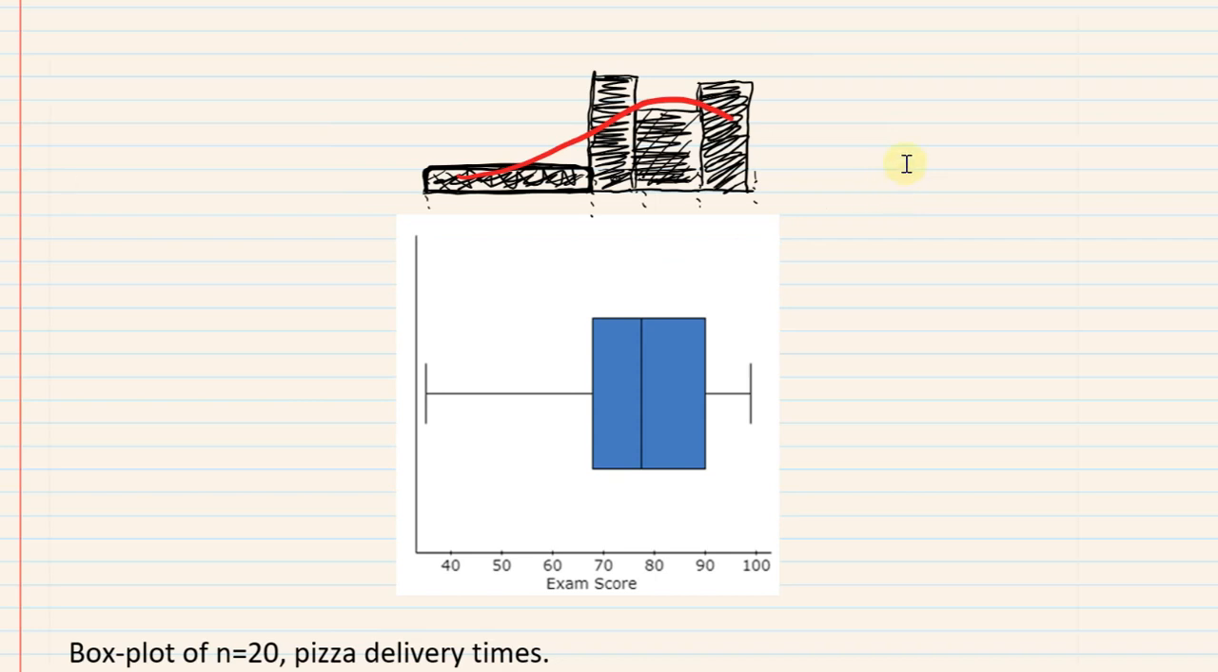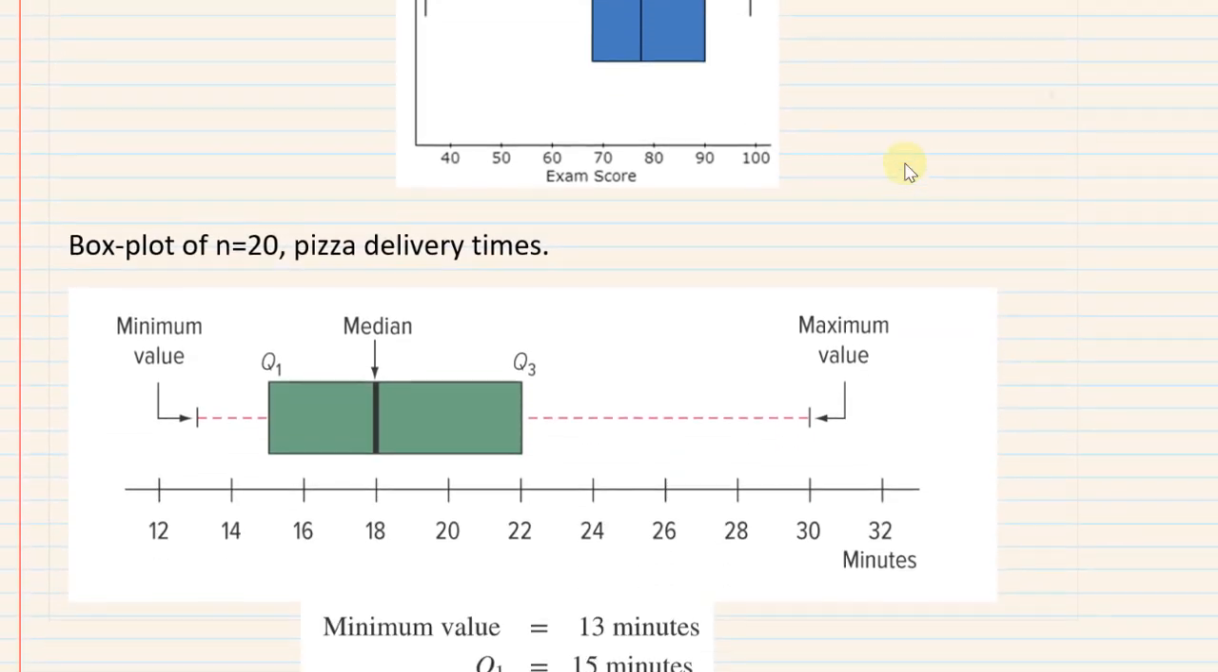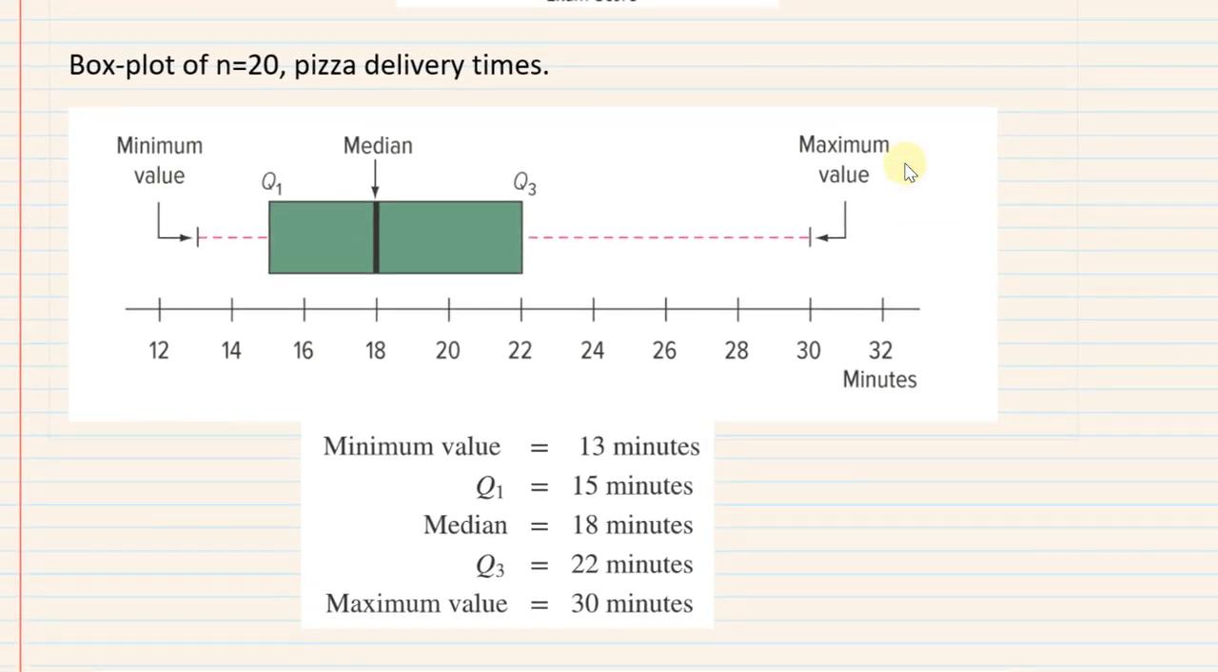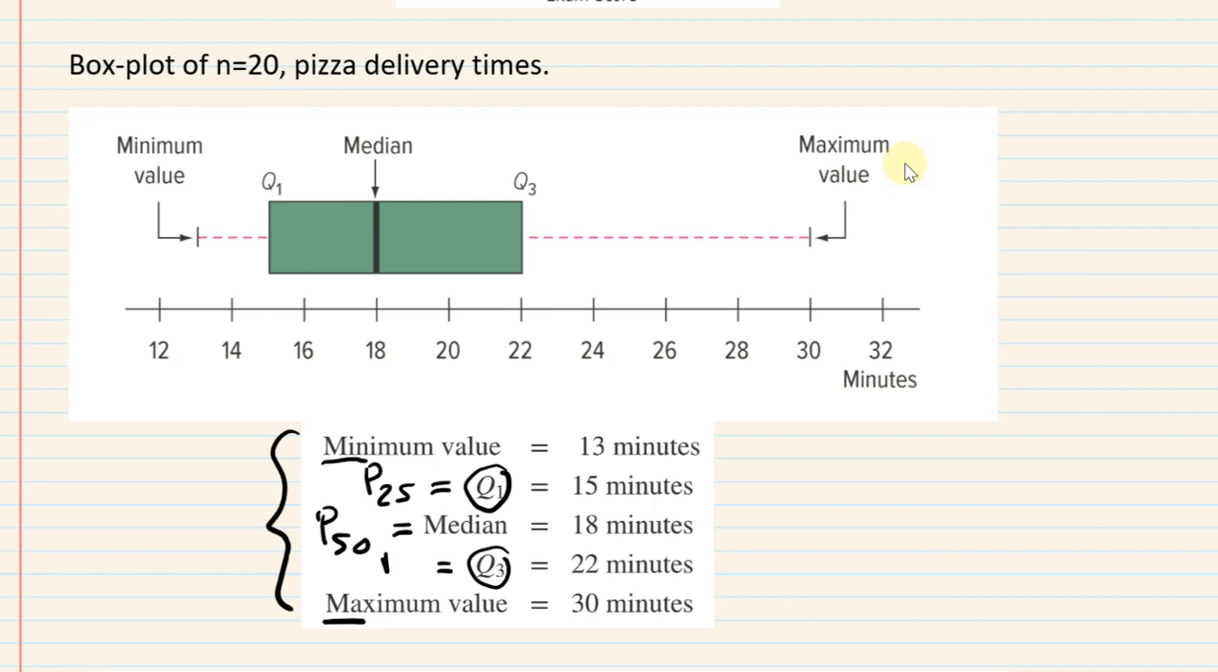Next we're going to take a look at a box plot from your textbook. This one is a box plot of a sample of 20 pizza delivery times. The values are given here. Remember the five-number summary: you have the minimum, maximum, first quartile, third quartile, and median. The median is P50, the 50th percentile. Q1 is the 25th percentile, and Q3 is the 75th percentile.